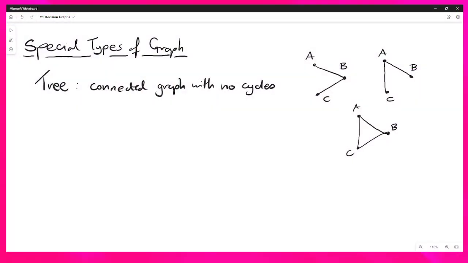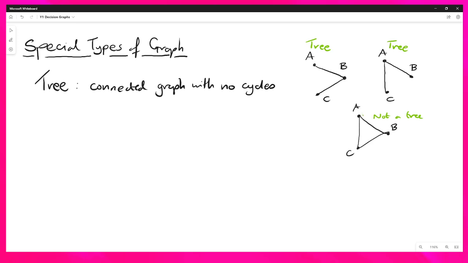So the first specific type of graph we're going to look at is something called a tree. A tree is a connected graph with no cycles. So all three graphs on this right-hand side use the same vertices. This one is a tree because we get from A to B to C, but then we don't get back to A. Likewise, this one is also a tree, and this one is not a tree because we have the cycle A, B, C, A.